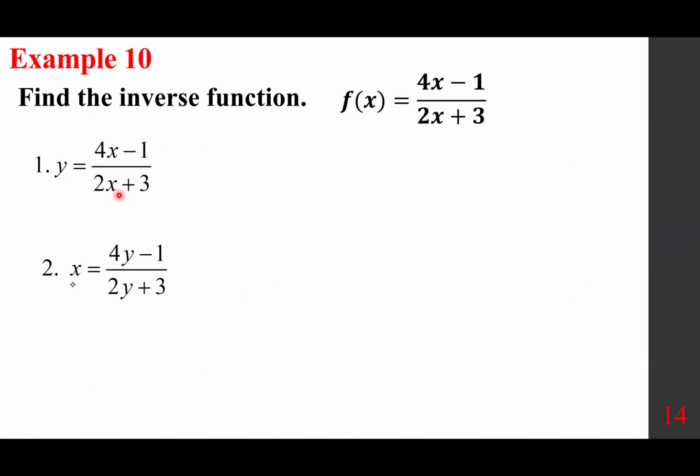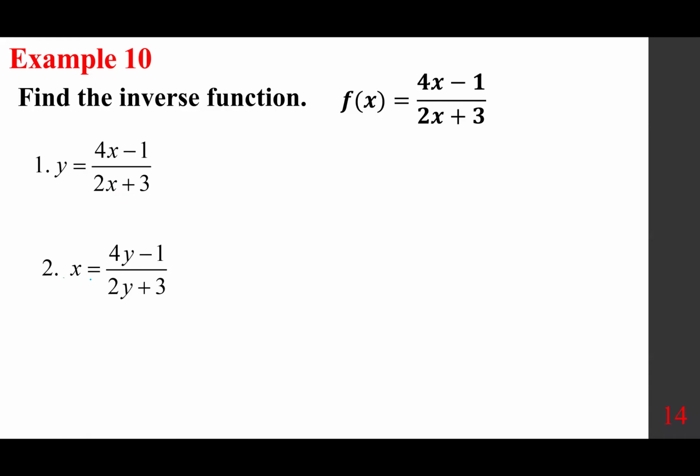And right in this step, right here, we do have the inverse function. However, normally we solve for y, and that's what we are going to do.